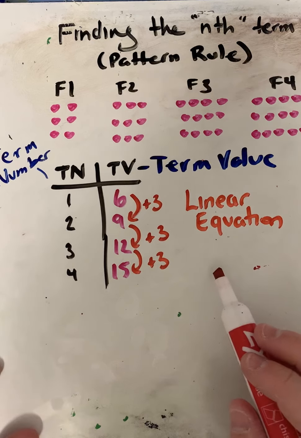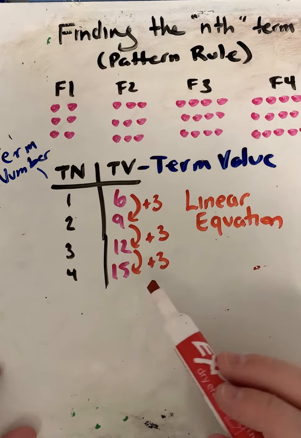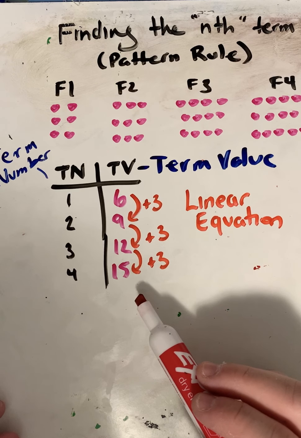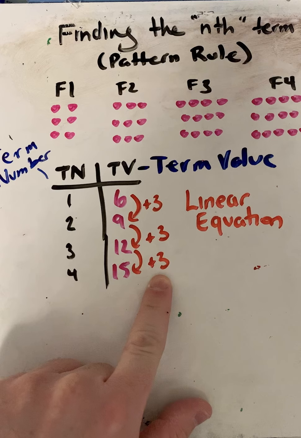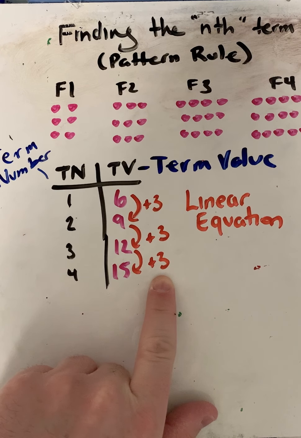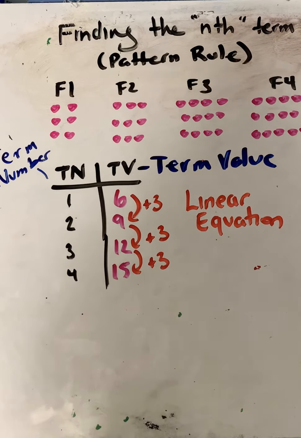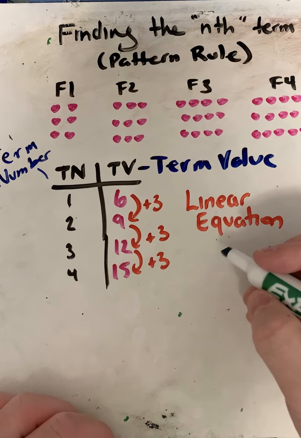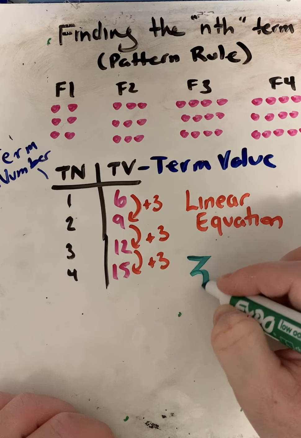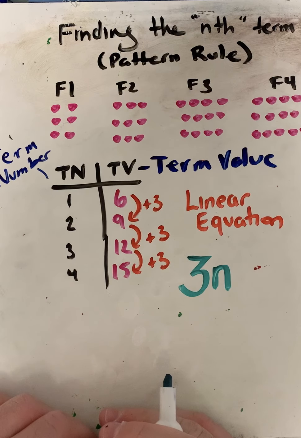So we've identified that the term values are going up by 3. They're increasing by 3. This 3 represents our variable for our, what's it called? Our pattern. So what we're going to do is we're going to say, okay, because I know that the pattern is going to increase by 3, I'm going to write 3n. I'm just using n as my variable just because I want to represent it that way.